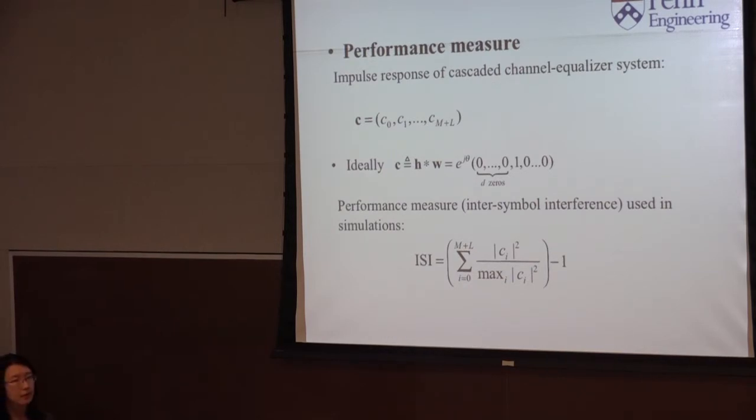I will give some simulation results for the proposed scheme. For example, we define the impulse response of the cascade system like that, and ideally it should have this form with some delay and phase shift, and we use this equation, called intersymbol interference, as a measure of the performance.